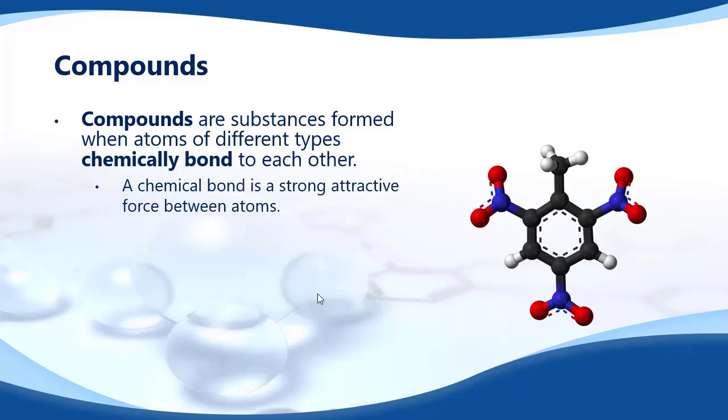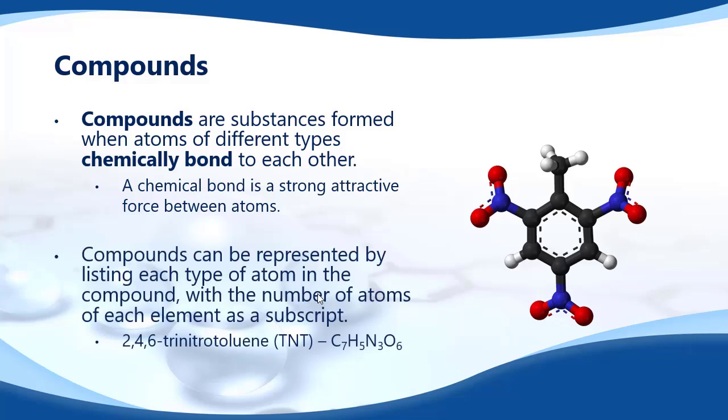Now, the way that we represent a compound is using a chemical formula. The formula is based on how many of each atom there are in a substance. The molecule on the right is TNT, trinitrotoluene. Technically it's 2,4,6 because of organic naming rules, but for the chemical formula, if you go through, there are 7 black atoms, which are carbon, 5 white atoms, which are hydrogen, 3 blue atoms, which are nitrogen, and 6 red atoms, which are oxygen.